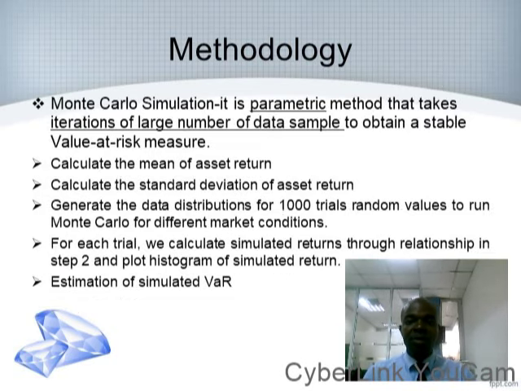Monte Carlo simulation is a parametric method that takes iteration of a large number of data samples to obtain a stable value at risk measure. The steps involved include calculation of mean of asset return, calculation of standard deviation of asset return. We generate distribution for 1000 trials of random values, which we use to run our Monte Carlo simulation for different market conditions. For each of these trials, we simulated returns through the relationship in step 2, and we plotted a histogram of our simulated returns. Then finally we estimate our simulated VaR.